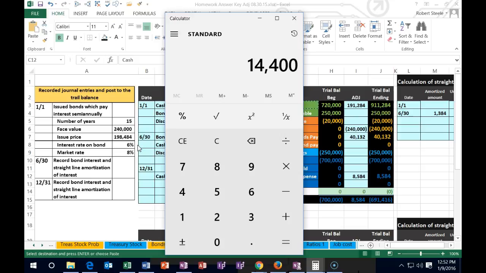However, we're paying it for 6 months. We could think about that a couple ways. We could divide by 2. We could break it down and divide by 12, giving us a monthly total of 1,200 times 6 months have passed, and that will give us the 7,200.